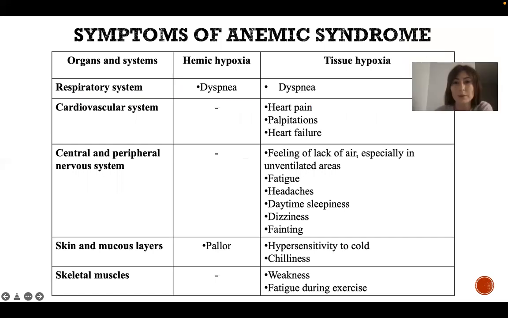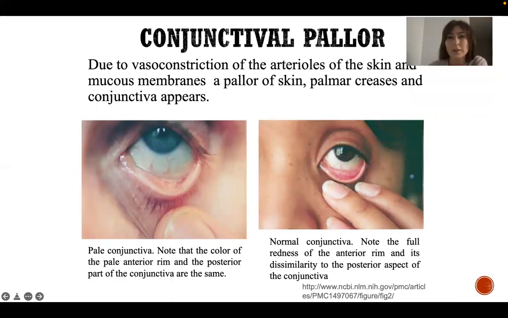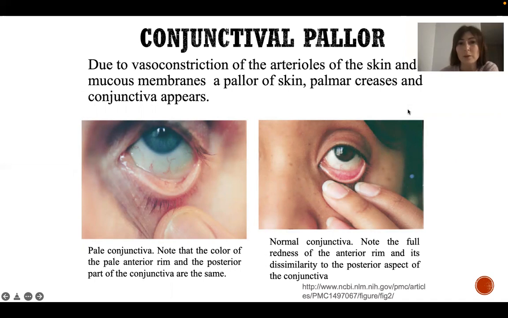Symptoms of anemic syndrome are dyspnea, heart pain, palpitations, heart failure, feeling of lack of air, fatigue, headaches, daytime sleepiness, dizziness, fainting, hypersensitivity to cold, chilliness, weakness, fatigue during exercise. Due to vasoconstriction of the arterioles of the skin and mucous membranes, a pallor of skin, palmar creases, and conjunctiva appears.